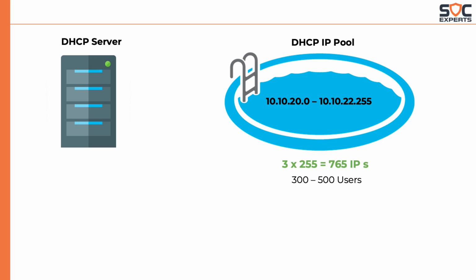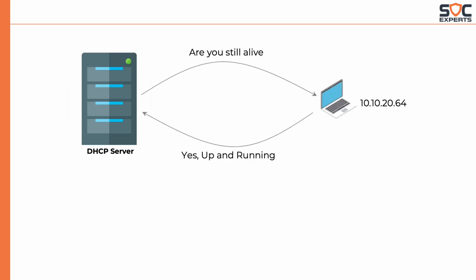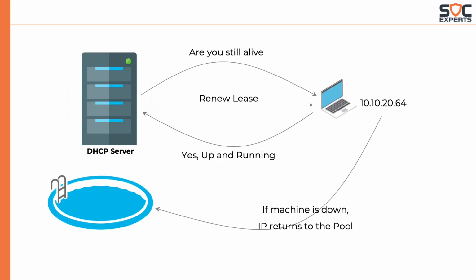The concept is, the IP address is not given permanently to a computer. Instead, it will be leased. The lease period is set by the administrator. It could be 8 hours, 72 hours, 100 hours, etc. Once the lease period is over, the DHCP checks to see if the computer is still up in the network. If it is still up and running, the lease is renewed, and the computer retains the IP address for the next 8 hours. If the machine is down, then the IP address is returned to the DHCP pool.